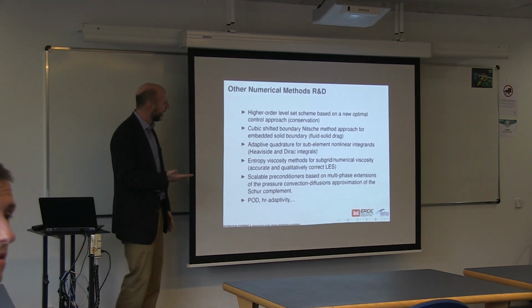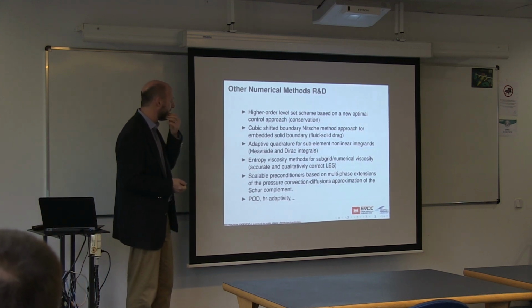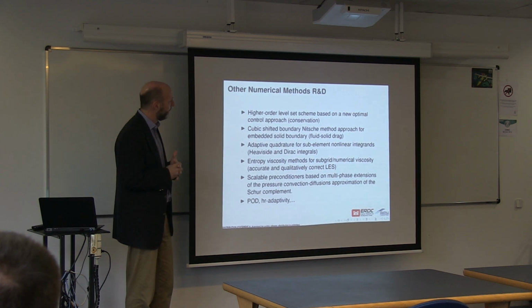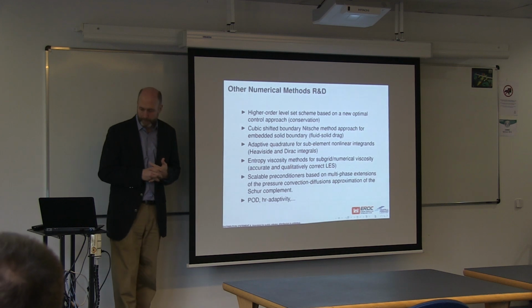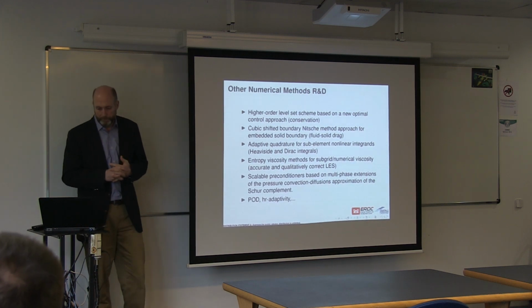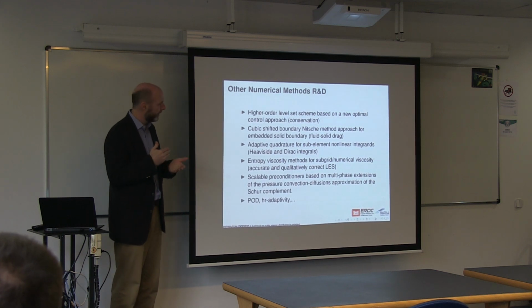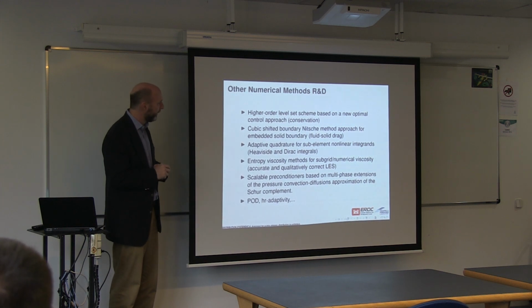Just while I'm at it, I'll mention a couple other things that we're working on to try to improve our accuracy. So we are working on higher order level set schemes and new schemes for conservation. Manuel has a nice paper in progress on a new conservative level set scheme that's a monolithic scheme. We're also looking at the cubic extension of the shifted boundary method. Also interested in looking at adaptive quadrature and other types of ways to evaluate these cut cell boundary integrals accurately.